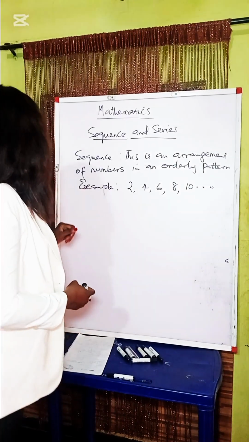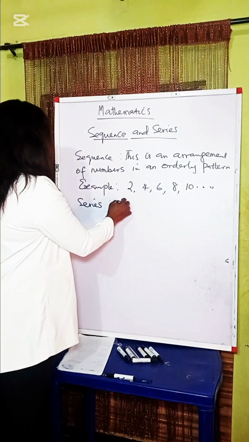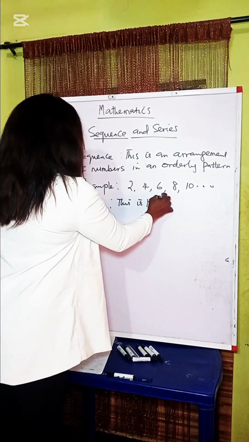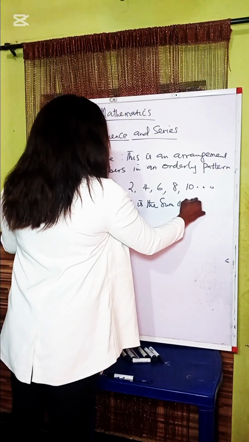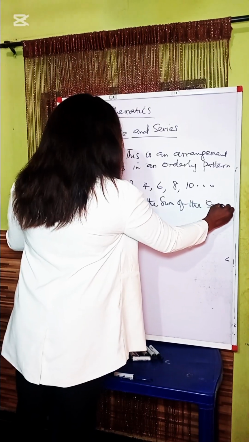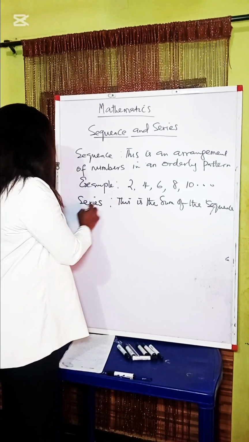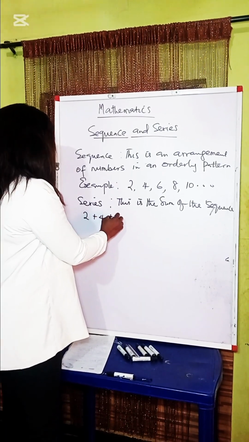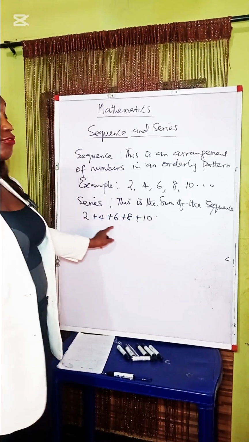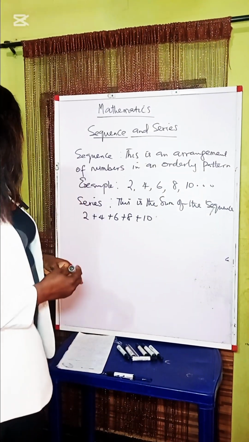Now, what about series? When we say series, this is the sum of the sequence. Recall that a sequence is arranged in a unique pattern. So this is the sum of the sequence. For instance, I have 2 plus 4 plus 6 plus 8 plus 10. The addition of all these will give us the series. So that is all about it.